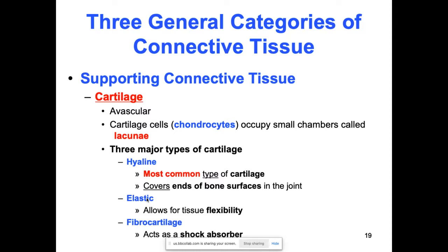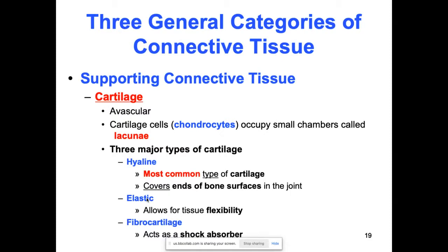Elastic cartilage is found where we have body parts that need to have more flexibility. Your ear is hyaline cartilage. Your nose is hyaline cartilage. I'm sorry, not hyaline, elastic. My bad. The ear is elastic, right?